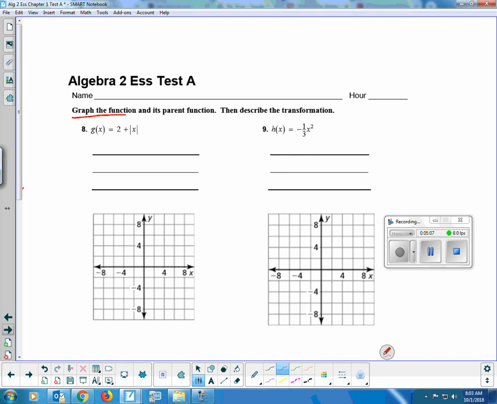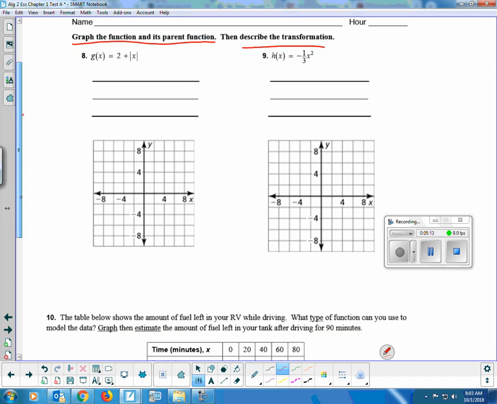It says graph the function and its parent function, then describe the transformation. On number 8, I recognize the absolute value marks, and I know that absolute value has a V shape. So here's the parent function, 0, 0, and it's up 1 over 1 for slope. So perfect diagonal, and this would be f of x is the parent function, absolute value of x.